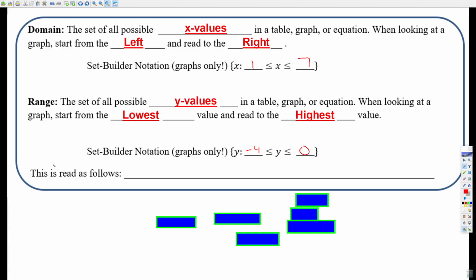The way you read this, which we will just show you how to read it, we don't have to really memorize this, is the set of all x. We'll do y since y is above it, such that -4 less than or equal to y is less than or equal to 0. So all those words are talking about the curly brackets and the y and the colon.